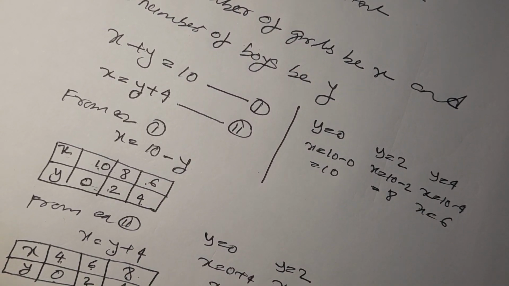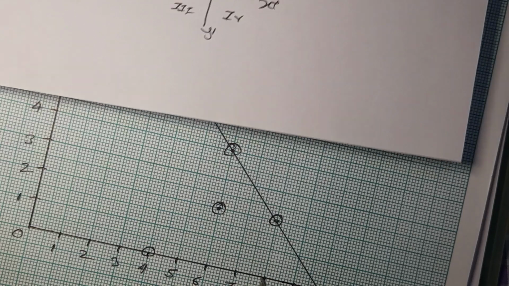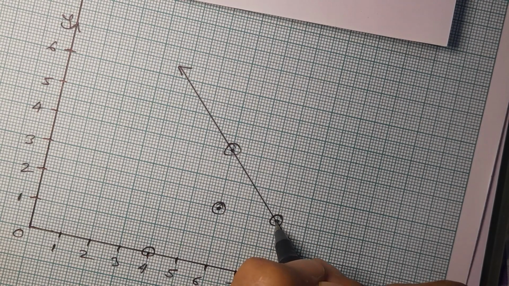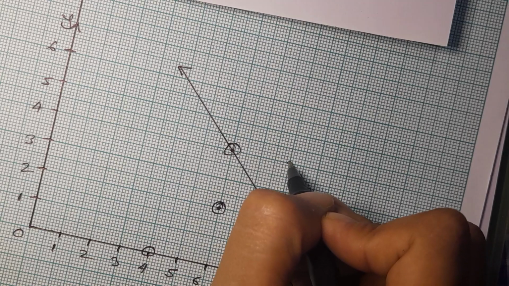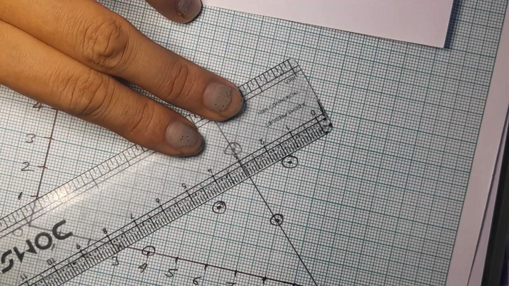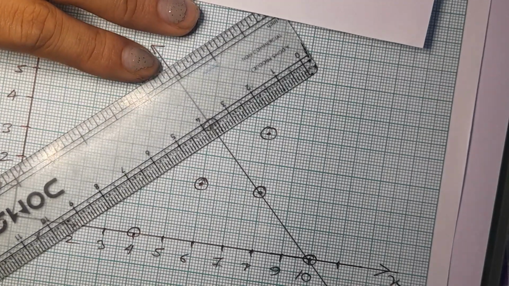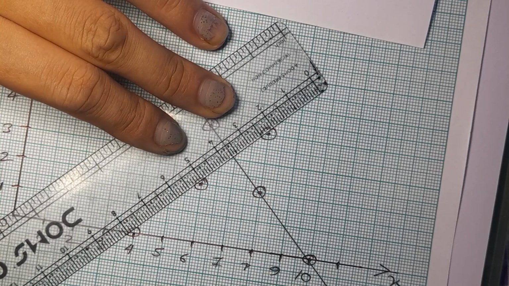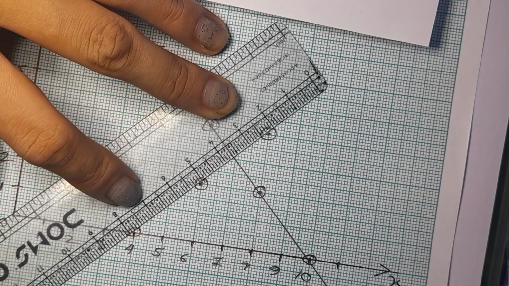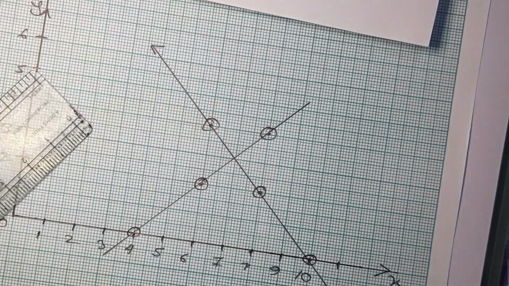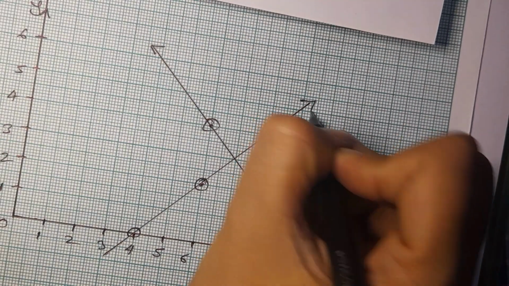Now x is 8, y is 4. This is 2, 3, 4 here. Now join all the points. So this is the line. Always extend it here and here.